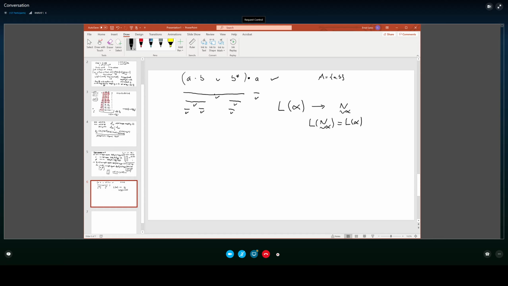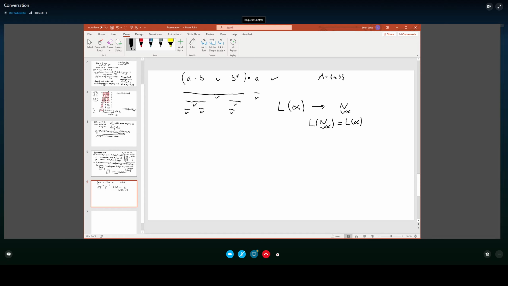So again, let me belabor the language here a little bit. A regular expression denotes a language. A finite automaton accepts a language. So L of N sub alpha is the language accepted by this non-deterministic finite automaton N sub alpha, and L of alpha is the language denoted by the regular expression.